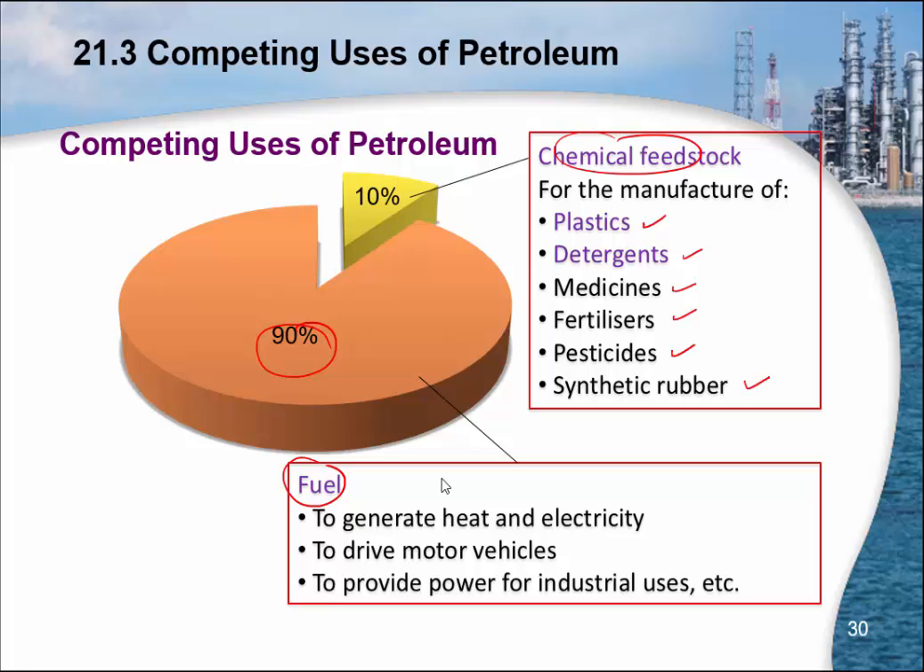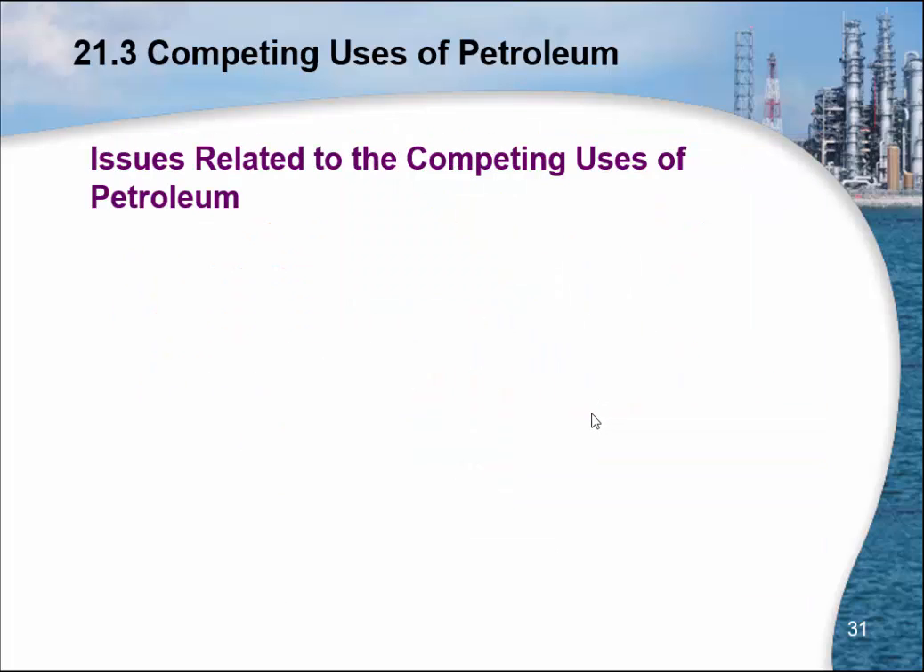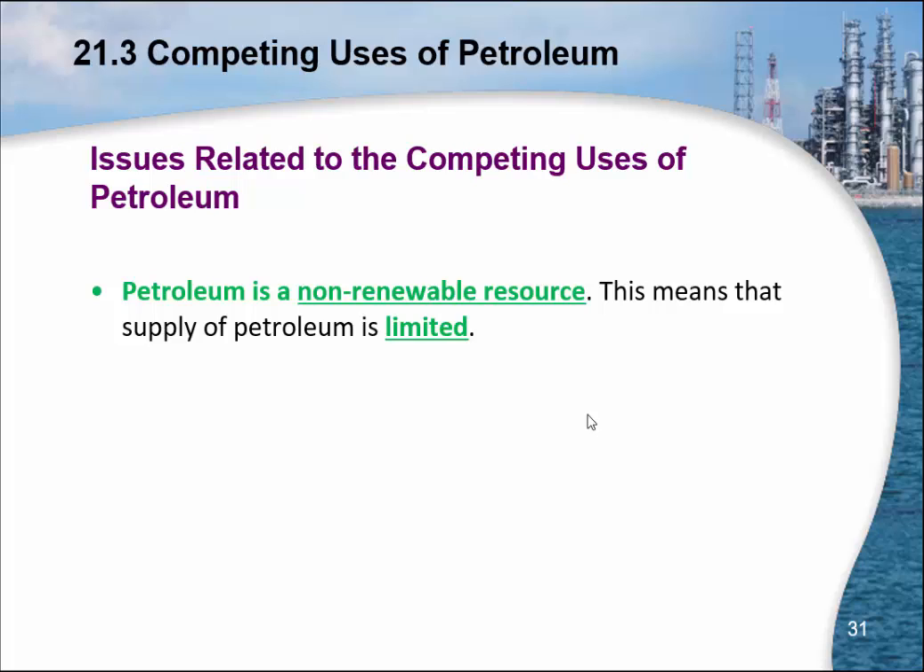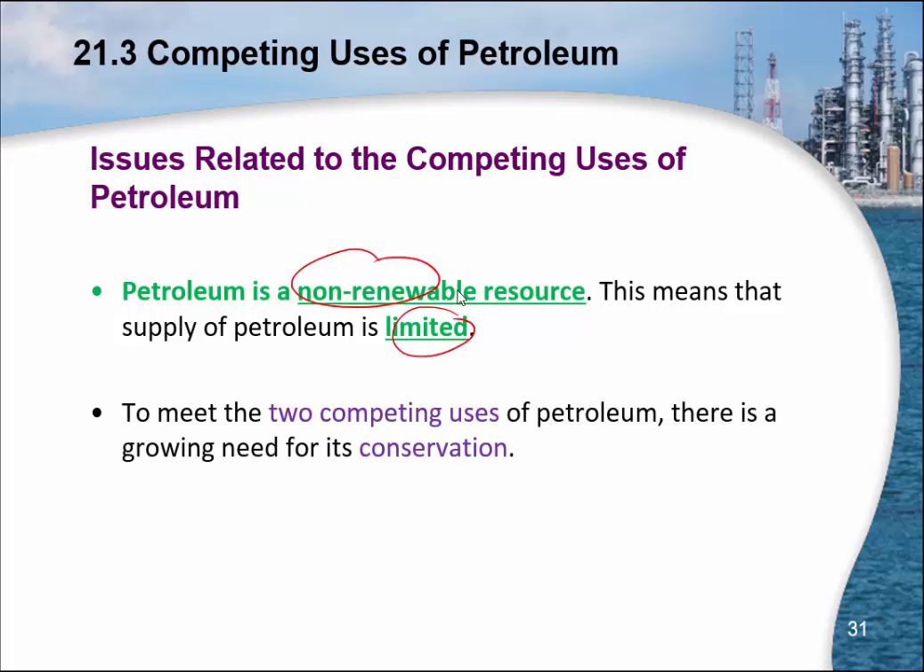If we continue to burn away all our petroleum, one day we realize there's not enough petroleum to make plastic and so on. So how? First of all, the issue is that petroleum is a non-renewable resource. And because it's non-renewable, its supply is limited. Once you use up, there's no more left. So to meet the two competing uses of petroleum, there's a need for its conservation.